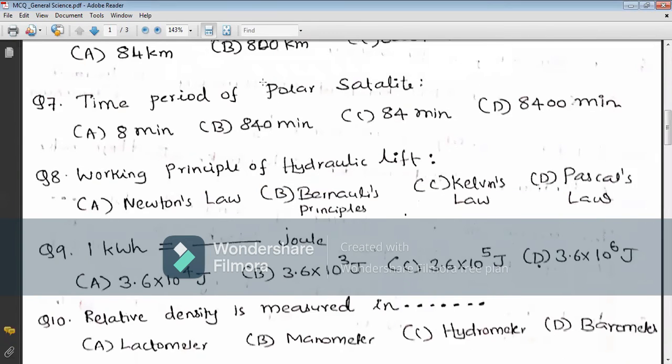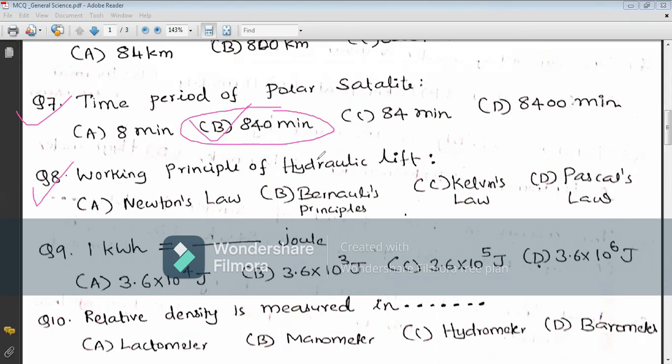Question number 7. Time period of polar satellite: 8 minutes, 840 minutes, 84 minutes, and 8,400 minutes. Which is the right answer? The right answer is 840 minutes. I should go ahead with option B, 840 minutes.